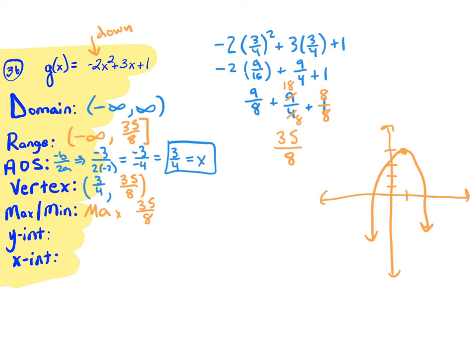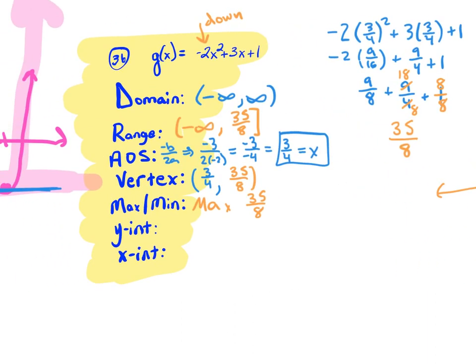So now to find the y-intercept, we change x to be 0. So this is 0 and this is 0. So 0 plus 1 is 1. So when our x is 0, our y is 1. And then our x-intercept, we change our y to be 0.